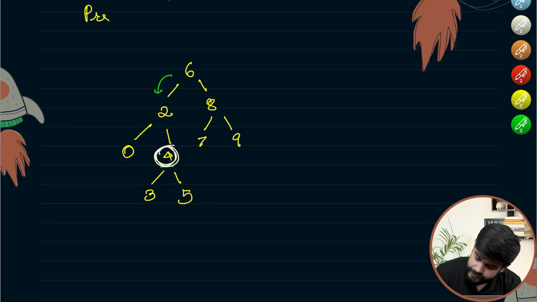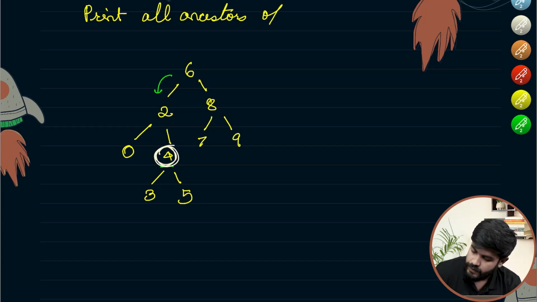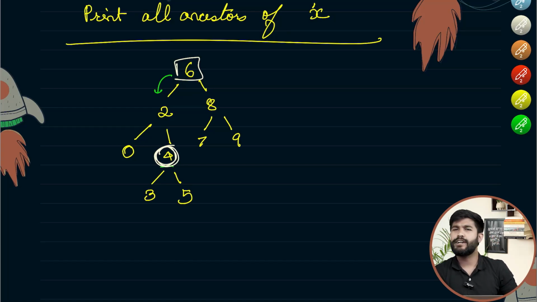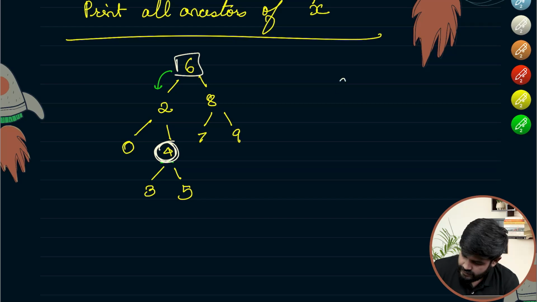Print all ancestors of the value x. Here, let's say for example, we have the value 4. How would we do it? It is comparatively easier. See, this is a binary search tree, so we would take full advantage of this. So we are here at 6. So first we would print 6.